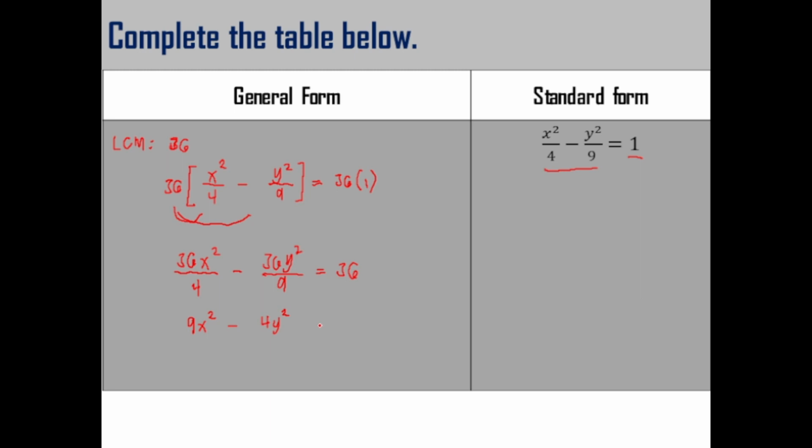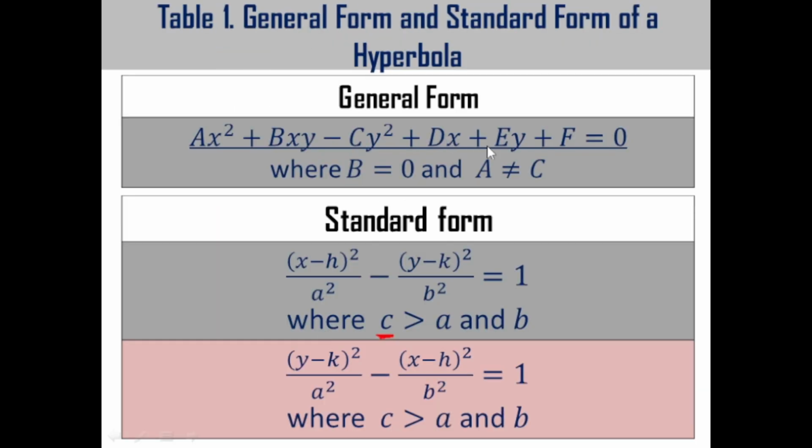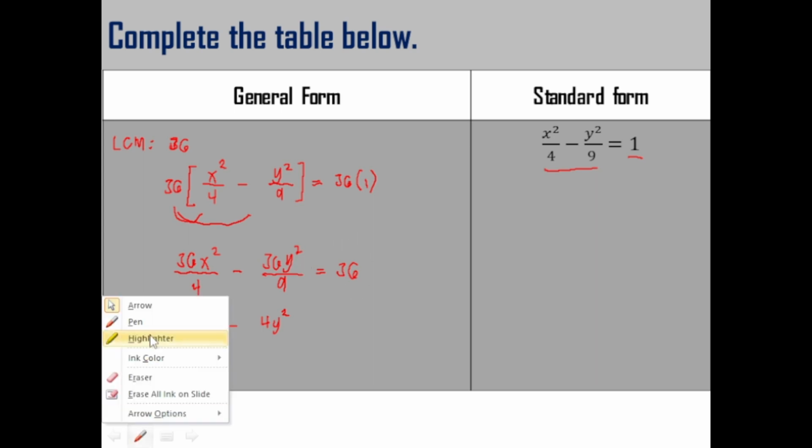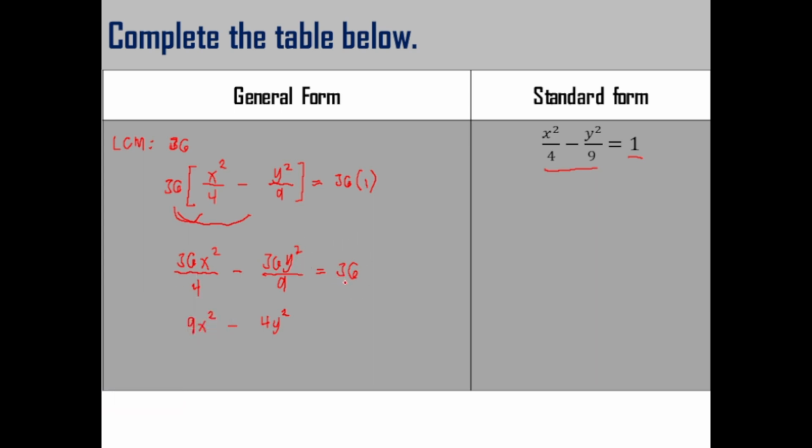And then, if you notice, in our general form, the right side is 0. So, we are going to transpose 36 to the left side of our equation. It is positive; when transposed, it becomes negative. So it becomes negative 36 equal to 0. And that is its general form.